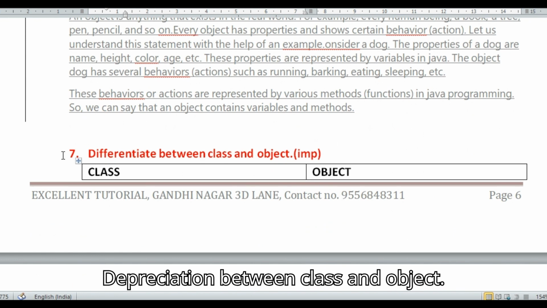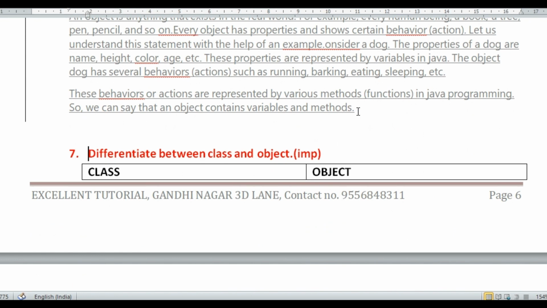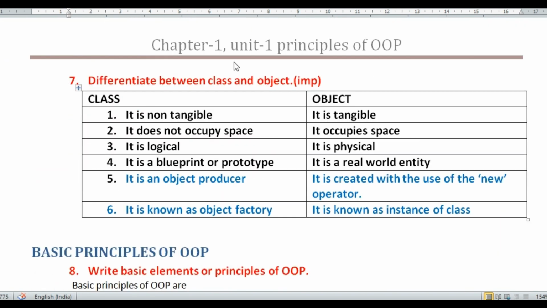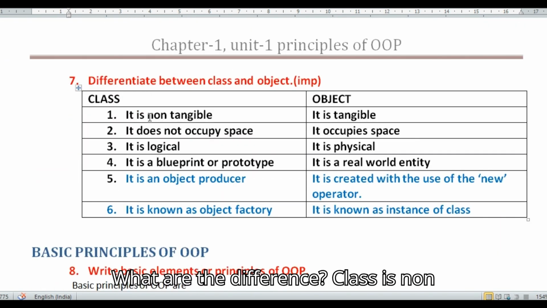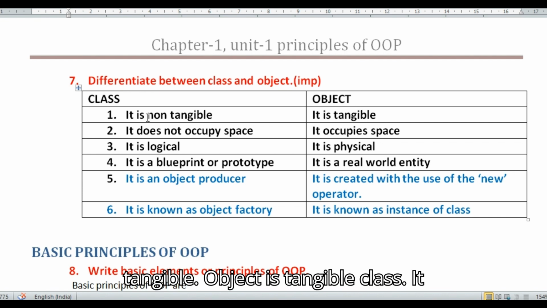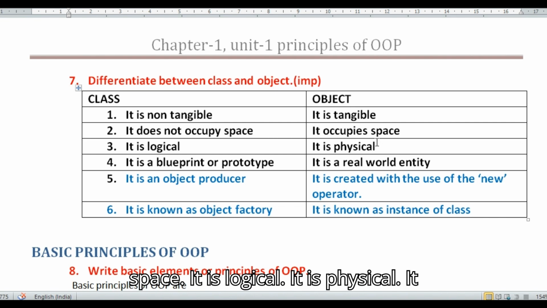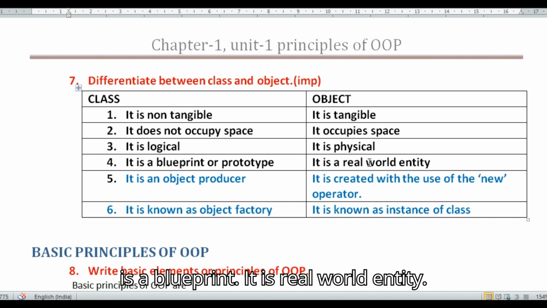Differentiation between class and object. What are the differences? Class is non-tangible, object is tangible. Class does not occupy space, object occupies space. Class is logical, object is physical. Class is a blueprint, object is a real world entity.